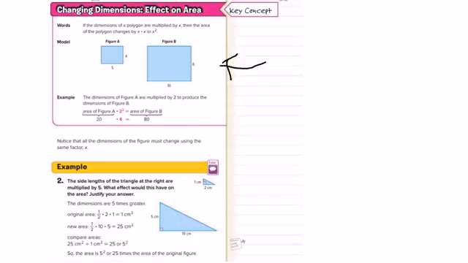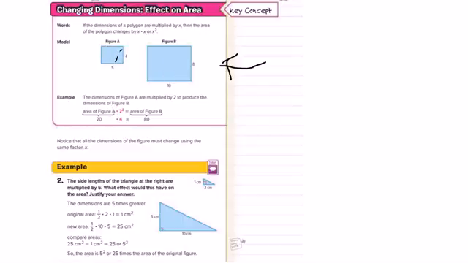Well, my original area of figure A is length times width, so 5 times 4, which is 20 units squared. And my figure B area would be length times width, 10 times 8, which is 80 units squared. So if I were to compare them, that 80 is 4 times greater than the area of figure A, which is 20. So 20 times 2 squared, because the dimensions were being multiplied by 2, so the area is going to be multiplied by 2 squared, or squaring the amount that you're multiplying the dimension by, and you would get 80. This might be a little more confusing, so let's look at example 2.